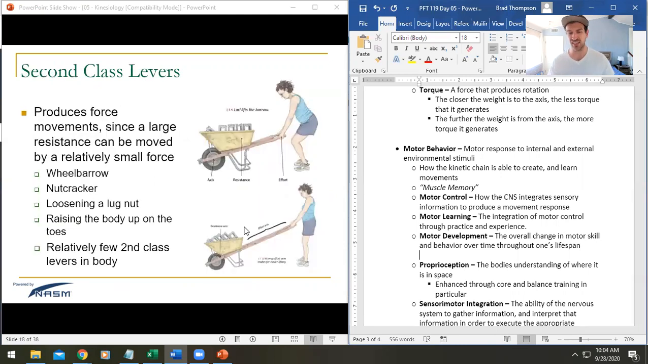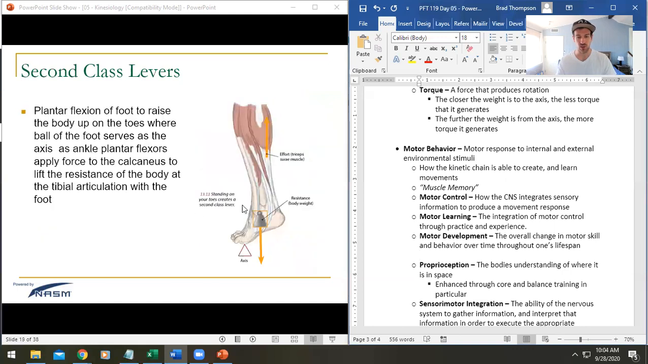Then you get second class levers. Second class levers are like a wheelbarrow, so the pivot point is actually at the end instead of in the middle. Before I was pivoting like this, now I'm pivoting from here. This stays static and this is moving like that. A wheelbarrow pivots on the bottom and you just lift it up and take it wherever it's going. A nutcracker is a really good example of that. That's a second class lever.